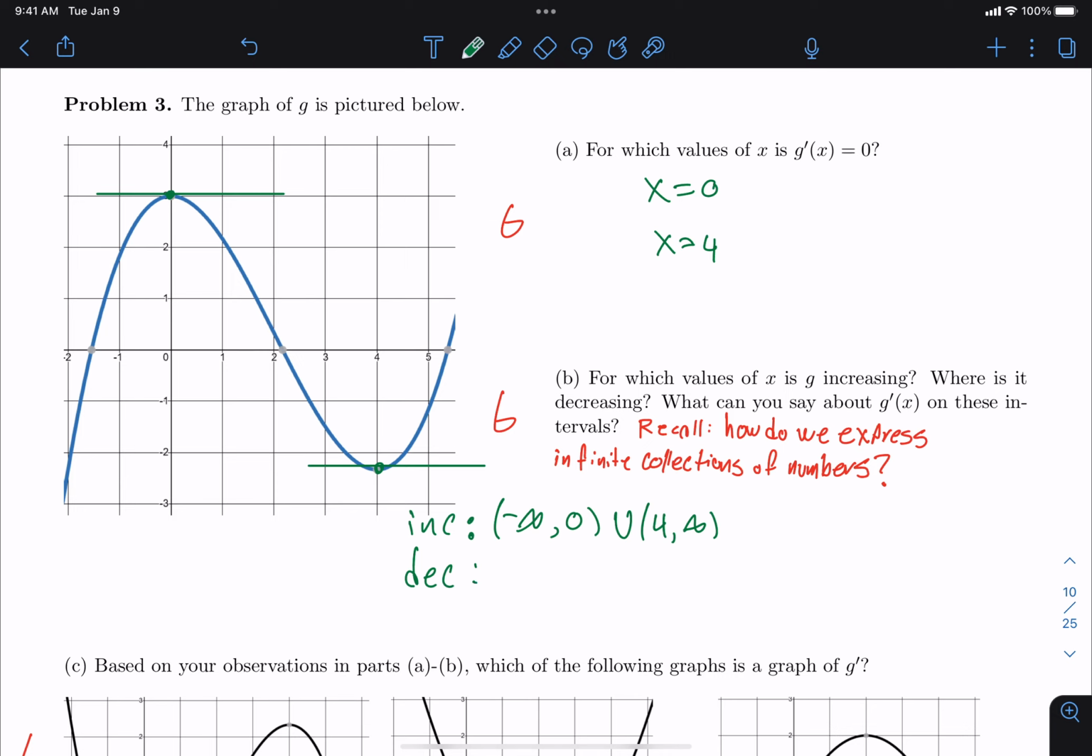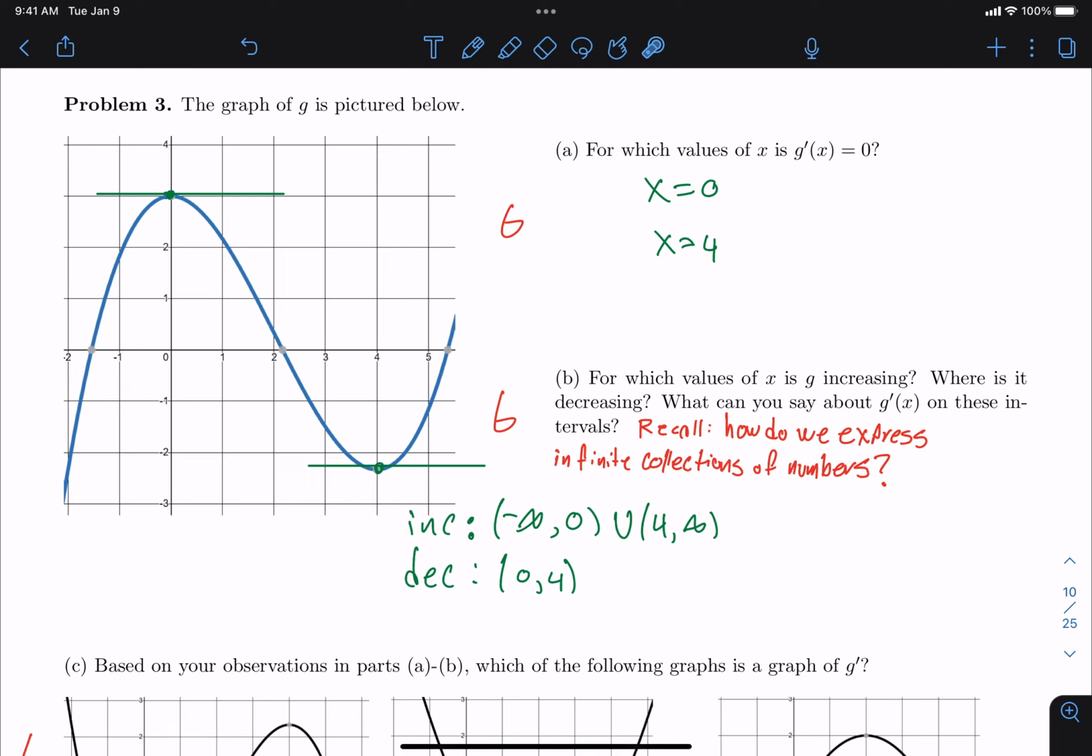Okay, and where are we decreasing? We're decreasing in between. So that's from 0 to 4. Now I have a question, which I'm hoping someone will answer for me. I said I'm increasing from here up to here, but I didn't include 0. And I'm decreasing from here to here, but I didn't include 0. Why didn't I include 0 in the sets on which I'm increasing or decreasing? Because it's constant. I would be very careful about that language, but you're on the right track.